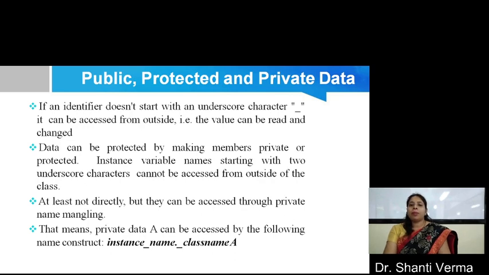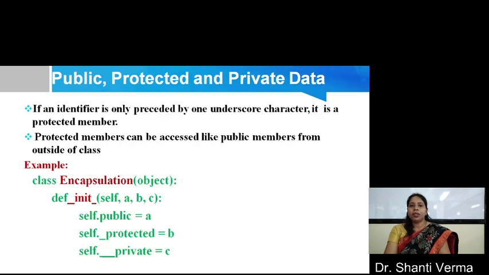If you are creating protected and private data members, you cannot access them from outside of the class, but you can access them through private name mangling. This means a private data A can be accessed by the following name construct. You have to write instance name dot underscore class name underscore underscore A. Now, if an identifier is only preceded by one underscore character, it is protected. A protected member can be accessed like public members from outside the class.